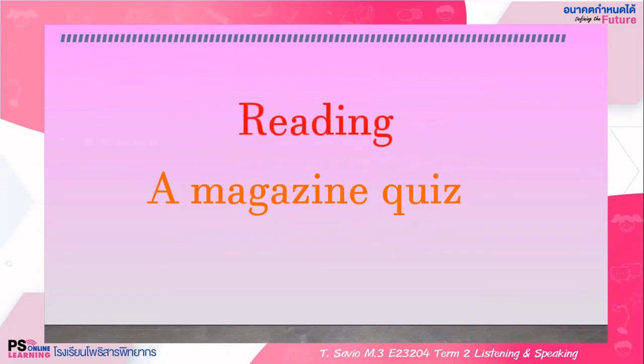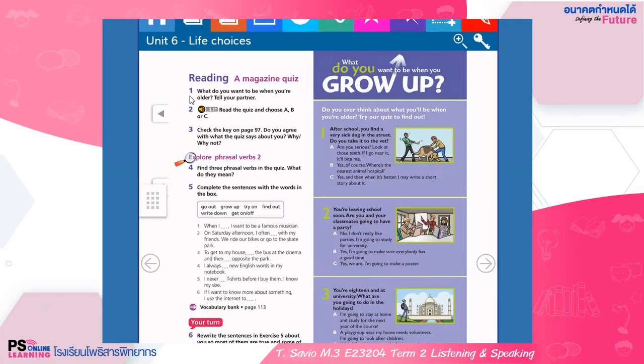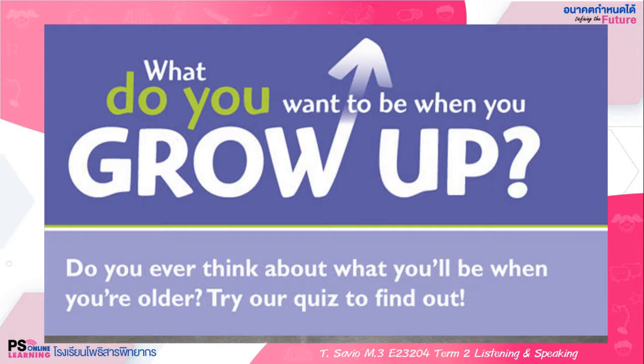Reading, a magazine quiz. Exercise 1. What do you want to do when you're older? Tell your partner. Read the quiz and choose A, B, or C. The quiz will help you decide what you would like to be or do in the future. What do you want to be when you grow up? Do you ever think about what you'll be when you're older? Try our quiz to find out.